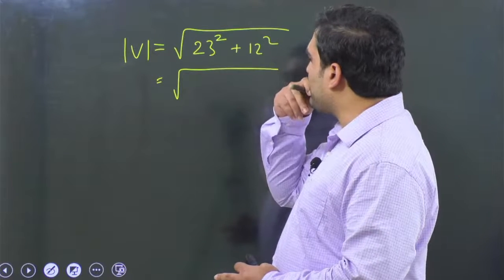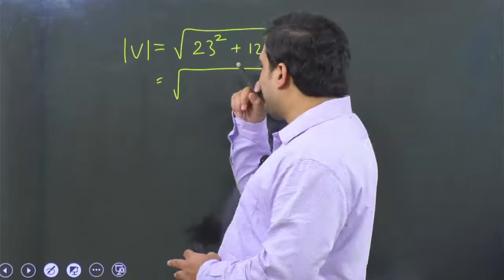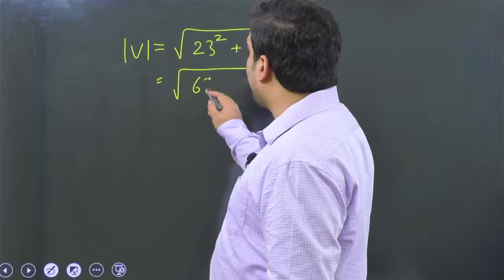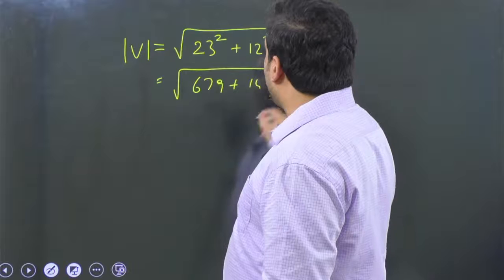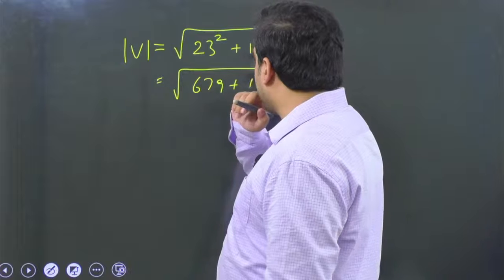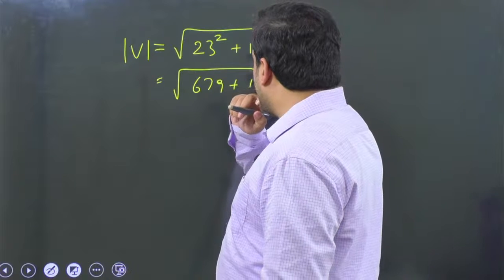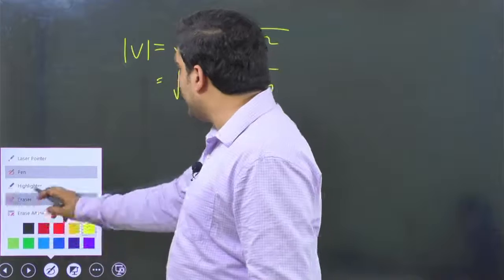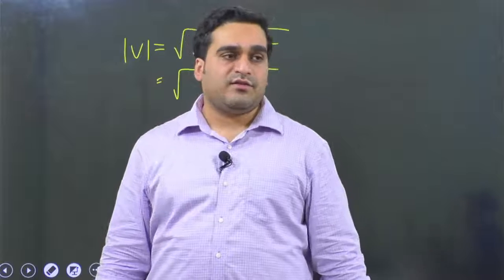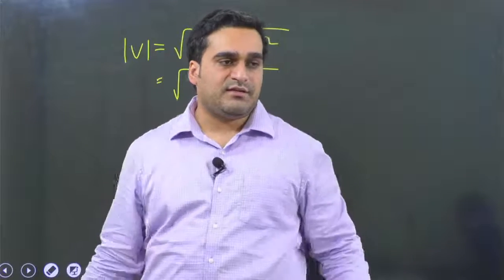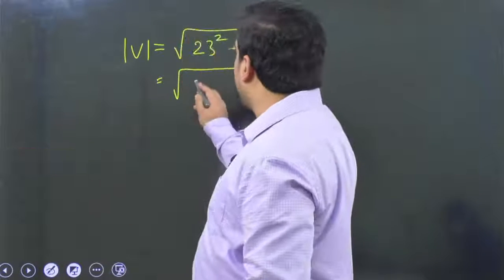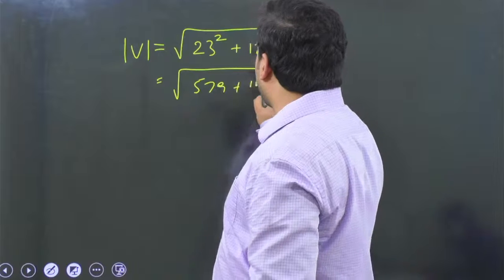Is it 679? 23 square, 679. And this is 144. All right. No, it's 579. It is not 679. Can one of you kindly check? 579 plus 144.